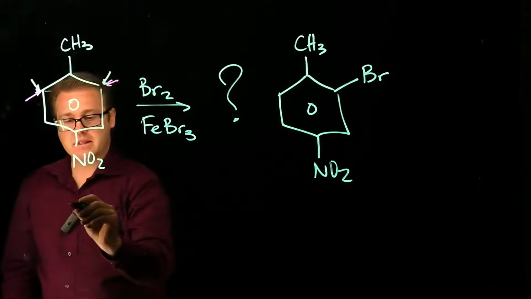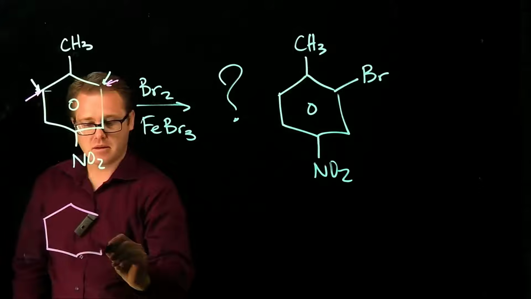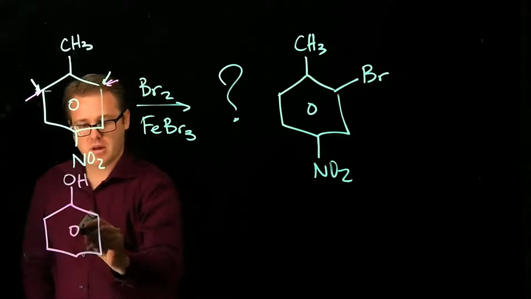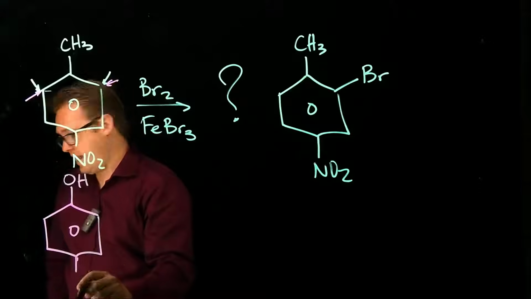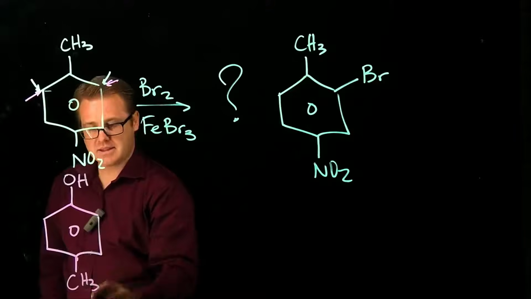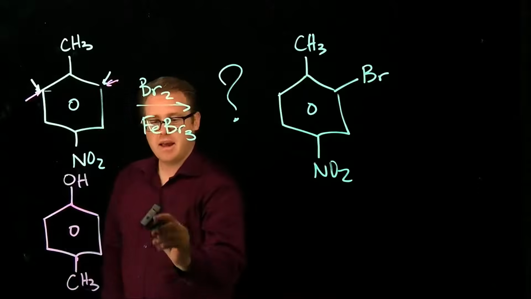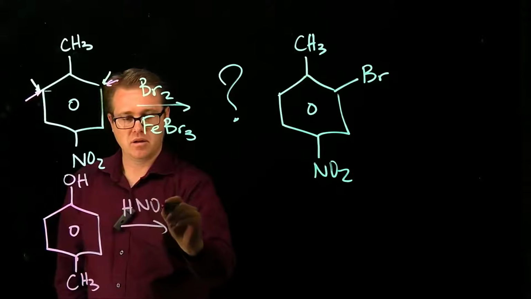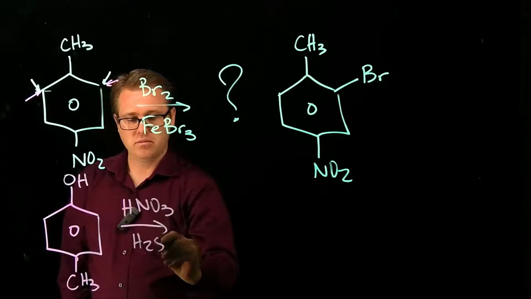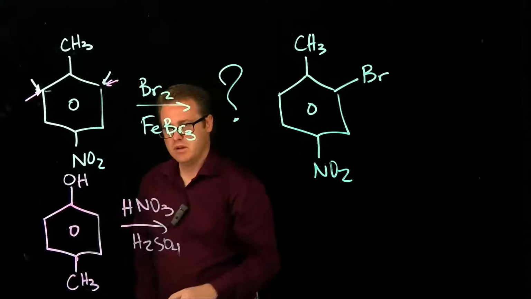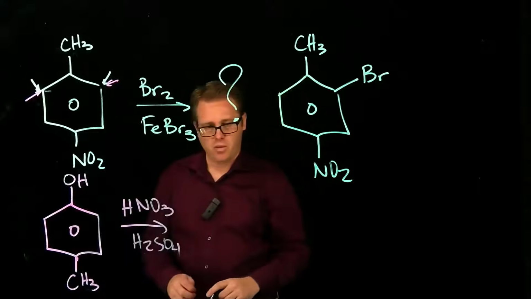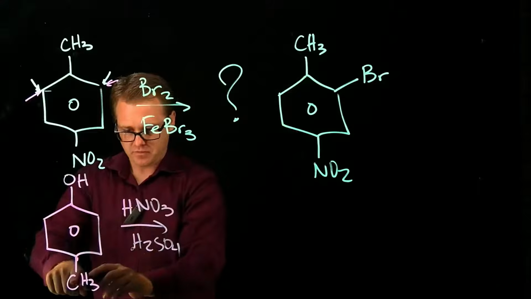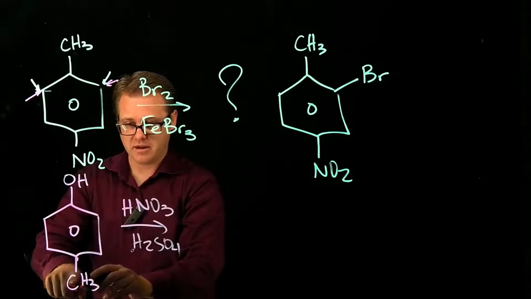What if we have a species like this? We have an OH, and then we have a CH3. And let's say we want to do a nitration. So where is that going to go? So the OH is an ortho-para director. The methyl group is an ortho-para director.